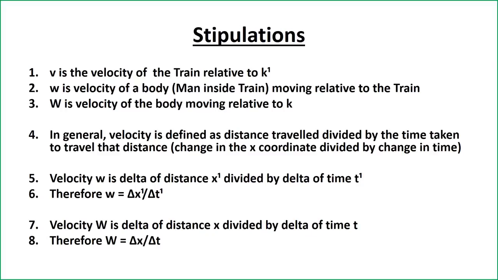Velocity w is delta of distance x1 divided by delta of time t1. Therefore, w equals delta x1 over delta t1. Velocity capital W is delta of distance x divided by delta of time t. Therefore, capital W equals delta x over delta t.